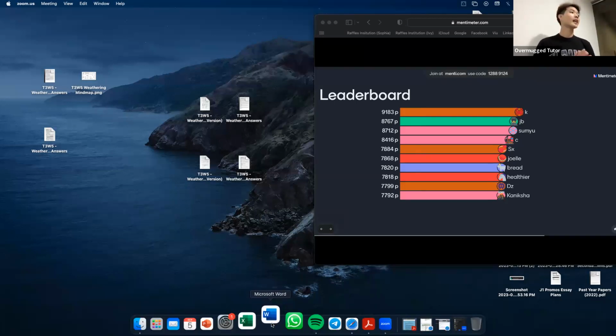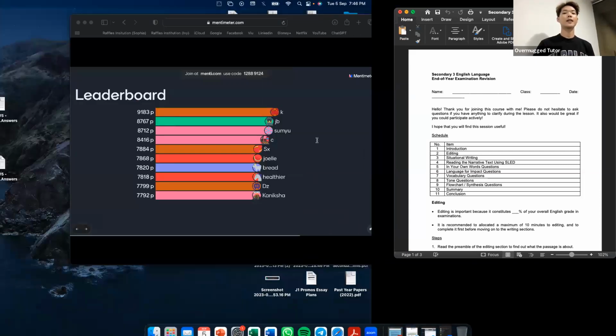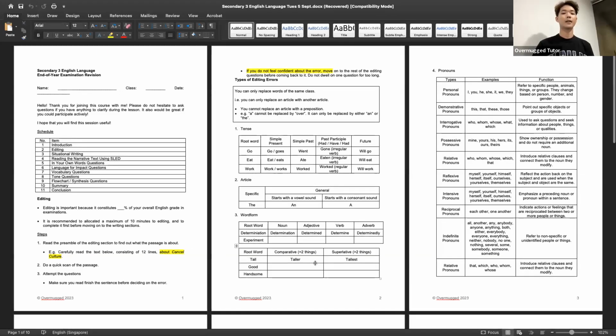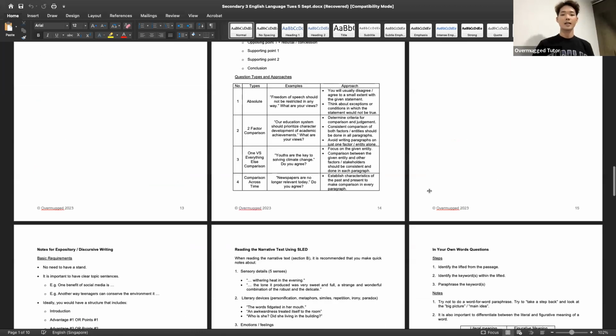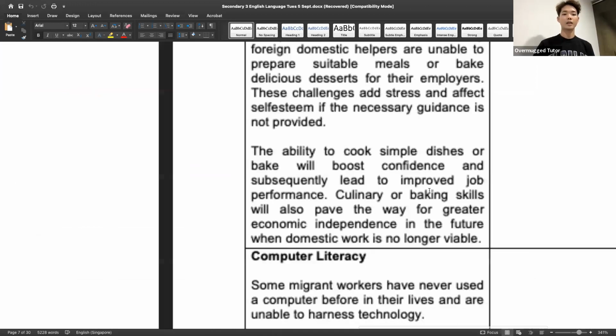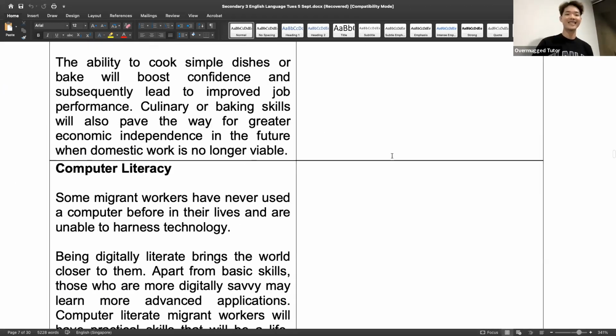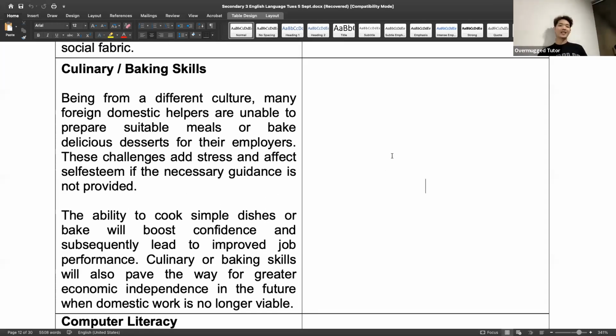Okay. So right now, I'm going to do one sample with you. We can work on it together. And then after that, you'll do another one by yourself. Okay? Let's see, what should I do? You know what? I will do the culinary baking skill. Okay, being from a different culture, many foreign domestic helpers are unable to prepare suitable meals or bake delicious desserts for their employers.